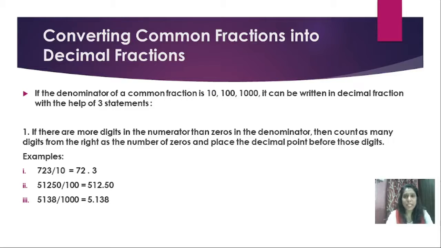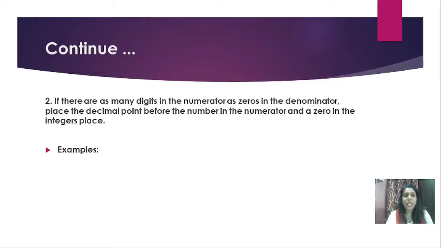Now let us see the second statement. If there are as many digits in the numerator as zeros in the denominator, place the decimal point before the number in the numerator and a 0 in the integer space. Let us see this with an example.